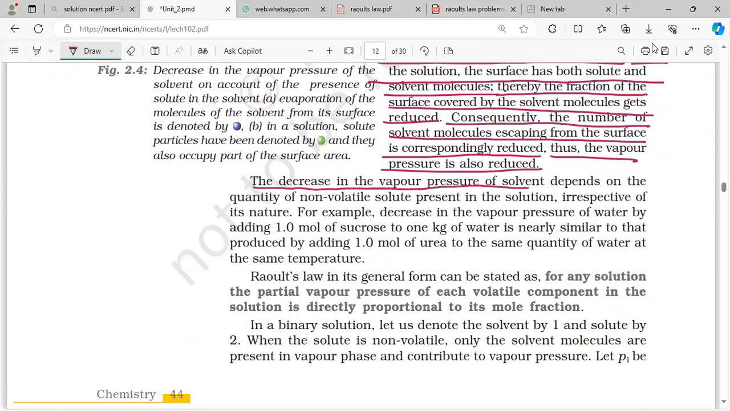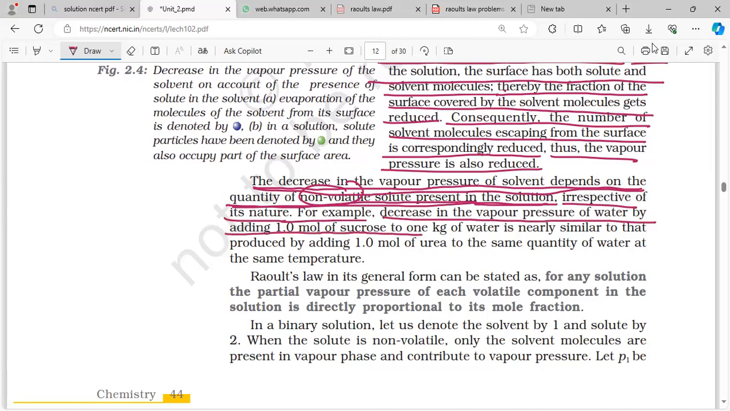The decrease in vapor pressure of the solvent depends on the quantity of non-volatile solute present in the solution. So the more non-volatile solid solute there is, the more the decrease in vapor pressure. This is irrespective of its nature. For example, the decrease in vapor pressure of water by adding 1 mole of sucrose to 1 kg of water is nearly similar to that produced by adding 1 mole of urea, for the same quantity of water at the same temperature.